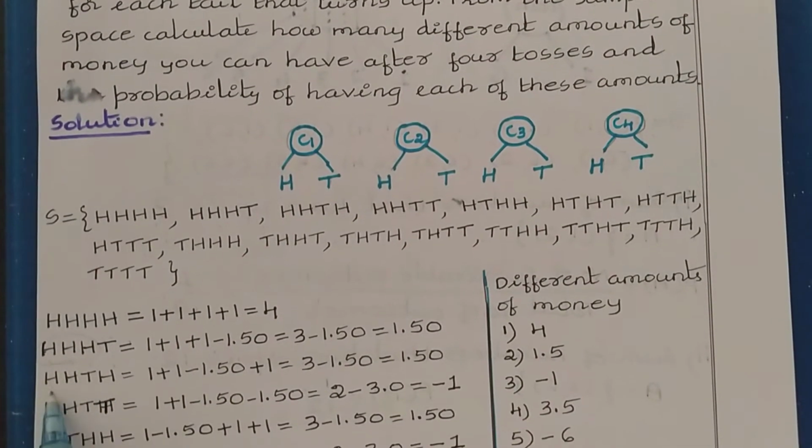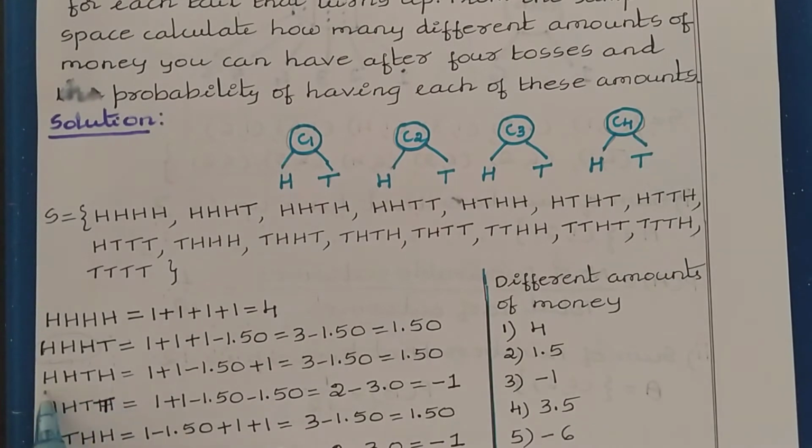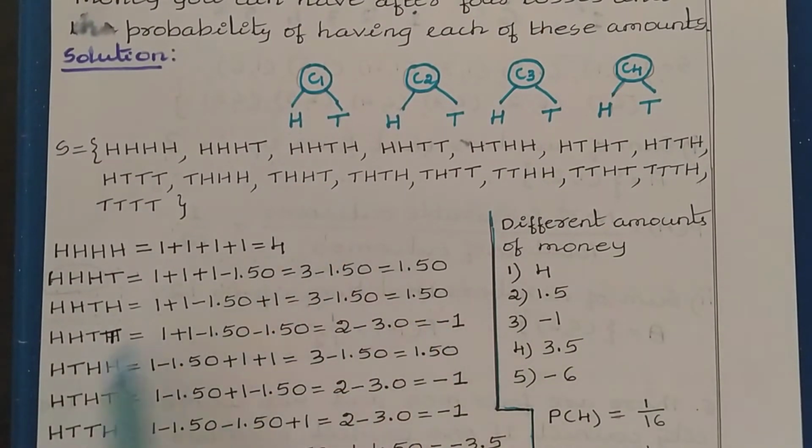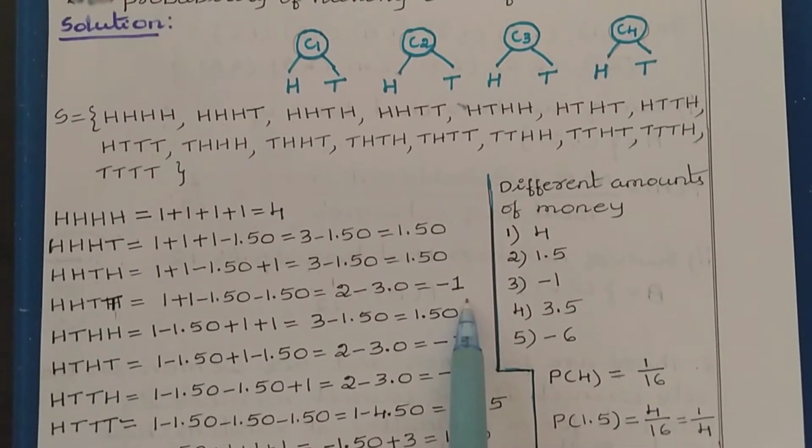Next outcome, head, head, tail, head. So here you can see we have 3 heads, that means 3 rupees for head, then 1 tail. So the person loses 1.50, so minus 1.50, we get the answer 1.50. Next, head, head, tail, tail. Here we have 2 heads, so 2 for each head 1 rupee, then 2 tails we have, so for each tail minus 1.5. So 2 tails means minus 3. So here we get minus 1.